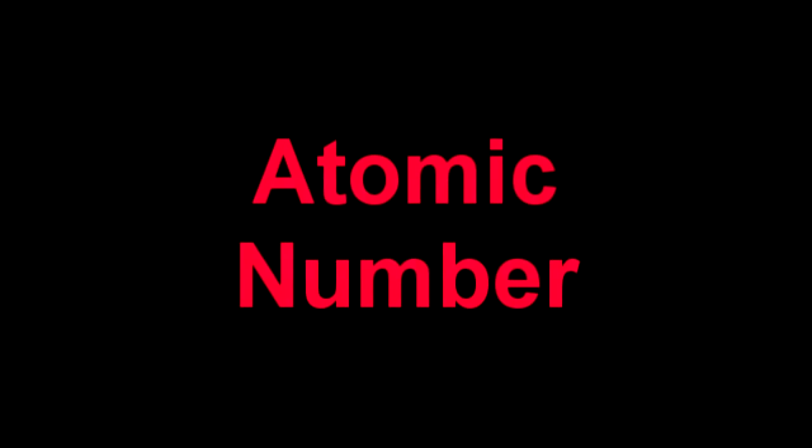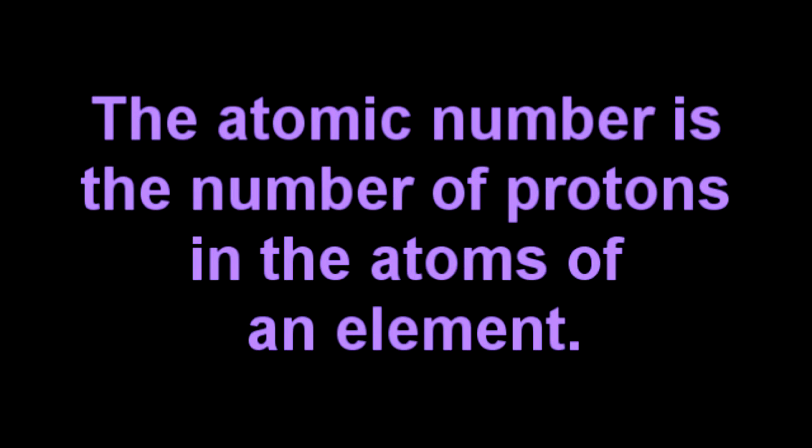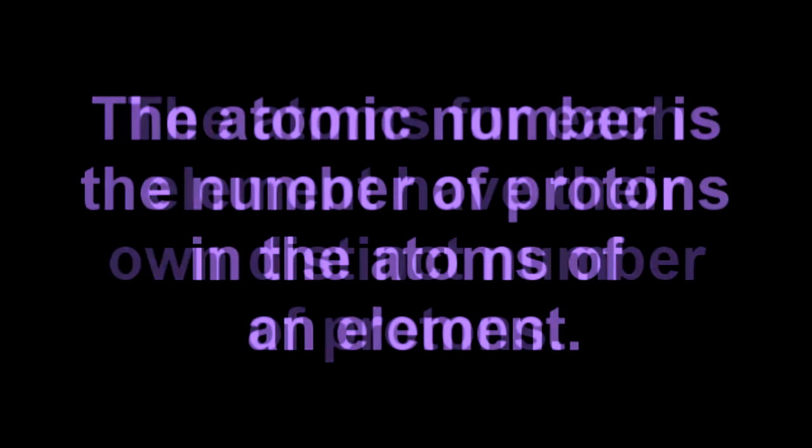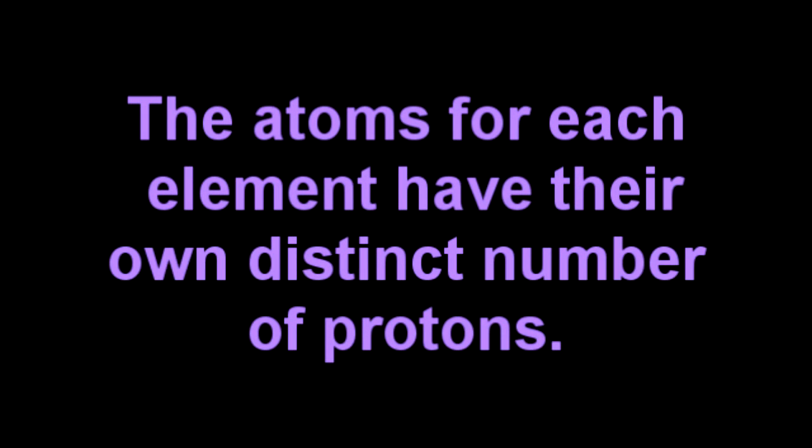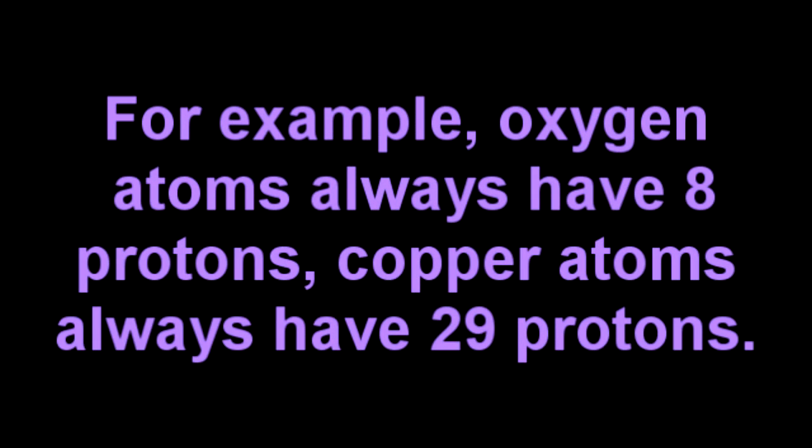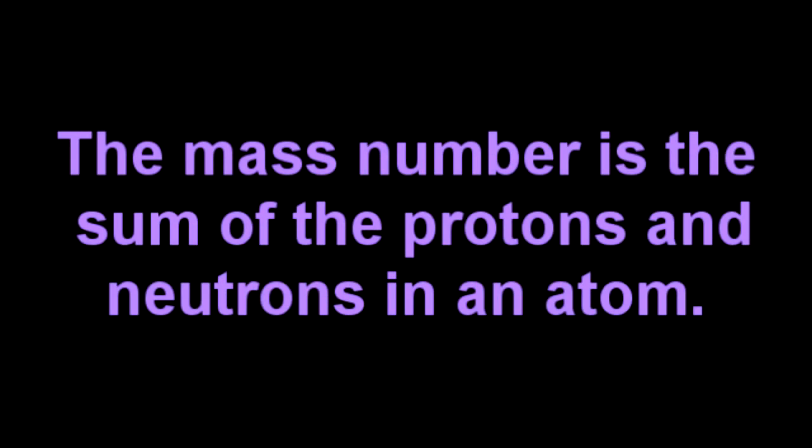Atomic number! The atomic number is the number of protons in the atom of an element. The atoms for each element have their own distinct number of protons. For example, oxygen atoms always have 8 protons. Copper atoms always have 29 protons. Mass number! The mass number is the sum of the protons and neutrons in an atom.